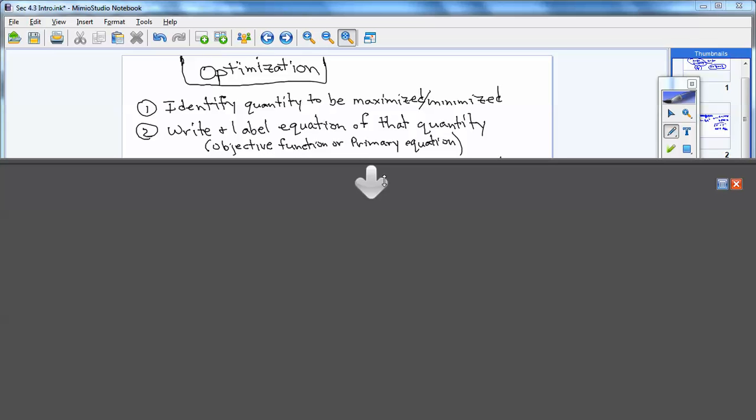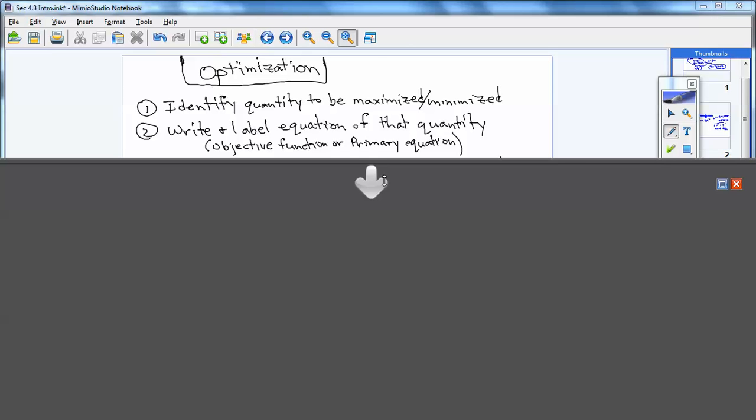So number 1 is you've identified what it is you're trying to optimize. Now write an equation of that. So if you're trying to maximize profit, write a profit equation. Trying to minimize time, write a time equation. Trying to minimize cost, write a cost equation. Trying to maximize volume, write a volume equation. Okay? So V equals, P equals, T equals. Use those letters maybe. Whatever it is you're trying to maximize or minimize.